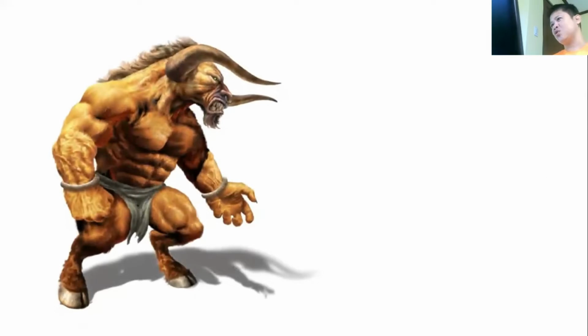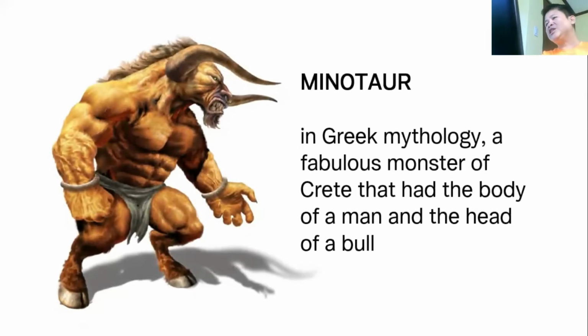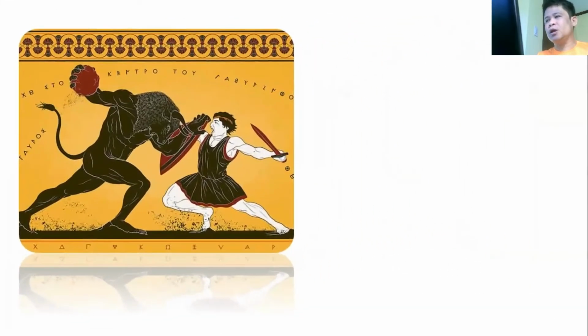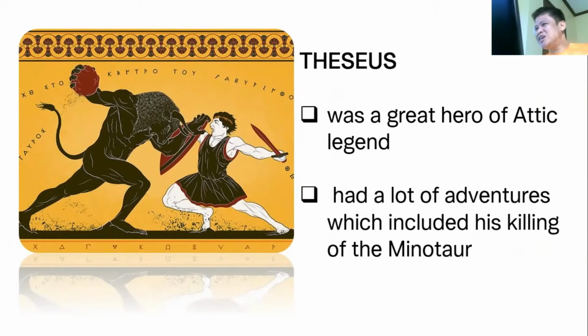So here's the Minotaur. In Greek mythology, it is a fabulous monster of Crete that had the body of a man and the head of a bull, Minotaur. So here you can see Theseus killing the Minotaur. Theseus was a great hero of Attic legend. He had a lot of adventures, which included his killing of the Minotaur.